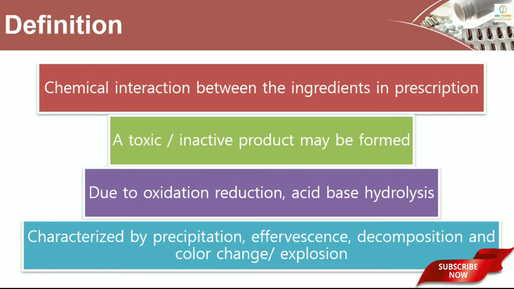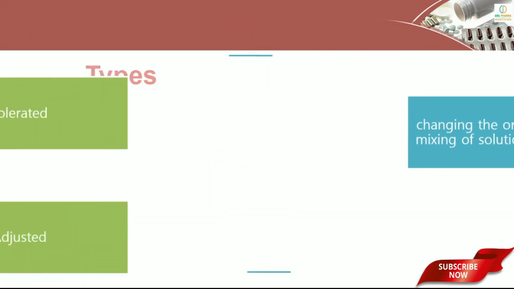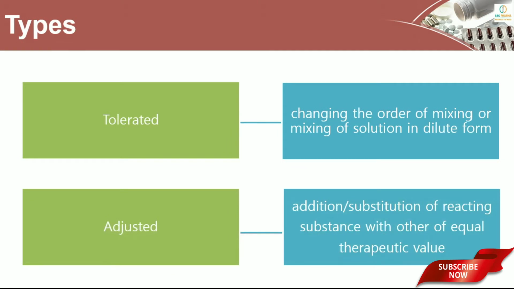Based on the chemical interaction, it is divided into two types, that is, tolerated incompatibility and adjusted incompatibility. In tolerated incompatibility, the chemical interaction can be prevented by changing the order of mixing or mixing the solutions in dilute form. But in adjusted incompatibility, the chemical interaction can be prevented by addition or substitution of one of the reacting substances with another of equal therapeutic value.